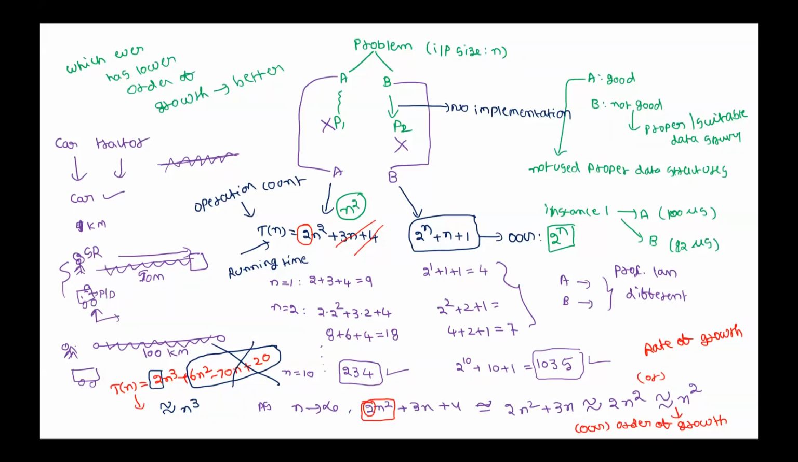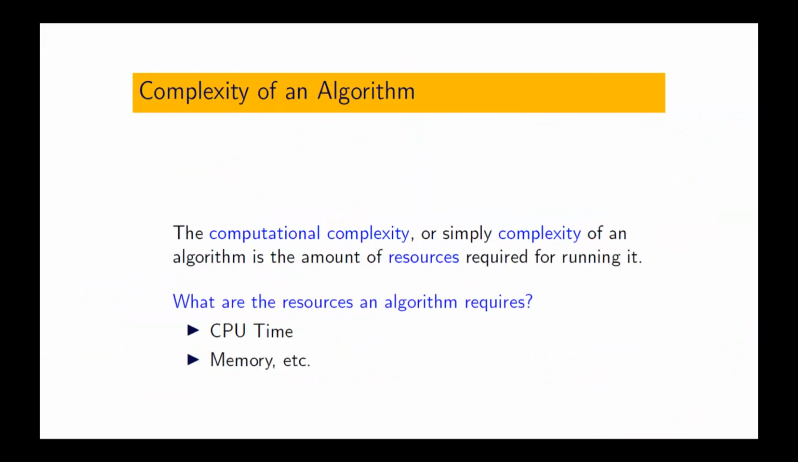Is it clear? We need to understand this term, order of growth or rate of growth. It is most important, and we will be using it throughout this course. Now we know what order of growth and rate of growth are. Next, what does the complexity of an algorithm mean?